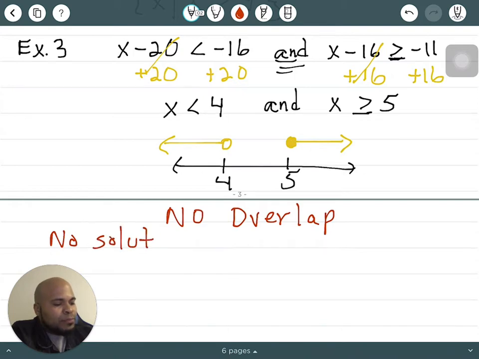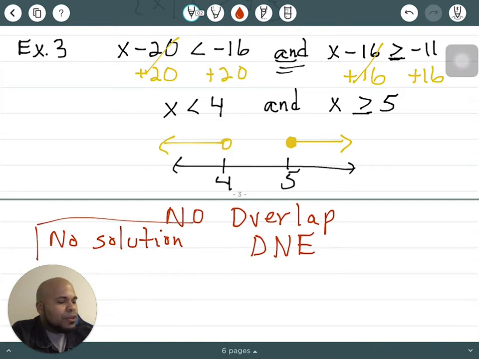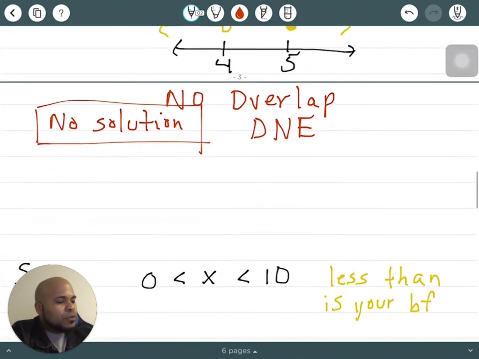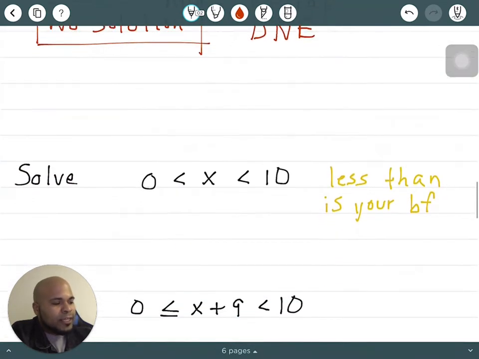Just like in the previous section. No solution, which also means does not exist. DNE means that it does not exist. Okay. So that's how you solve that problem, and that will be your answer. Sometimes it will say no solution, sometimes it will say does not exist or DNE.